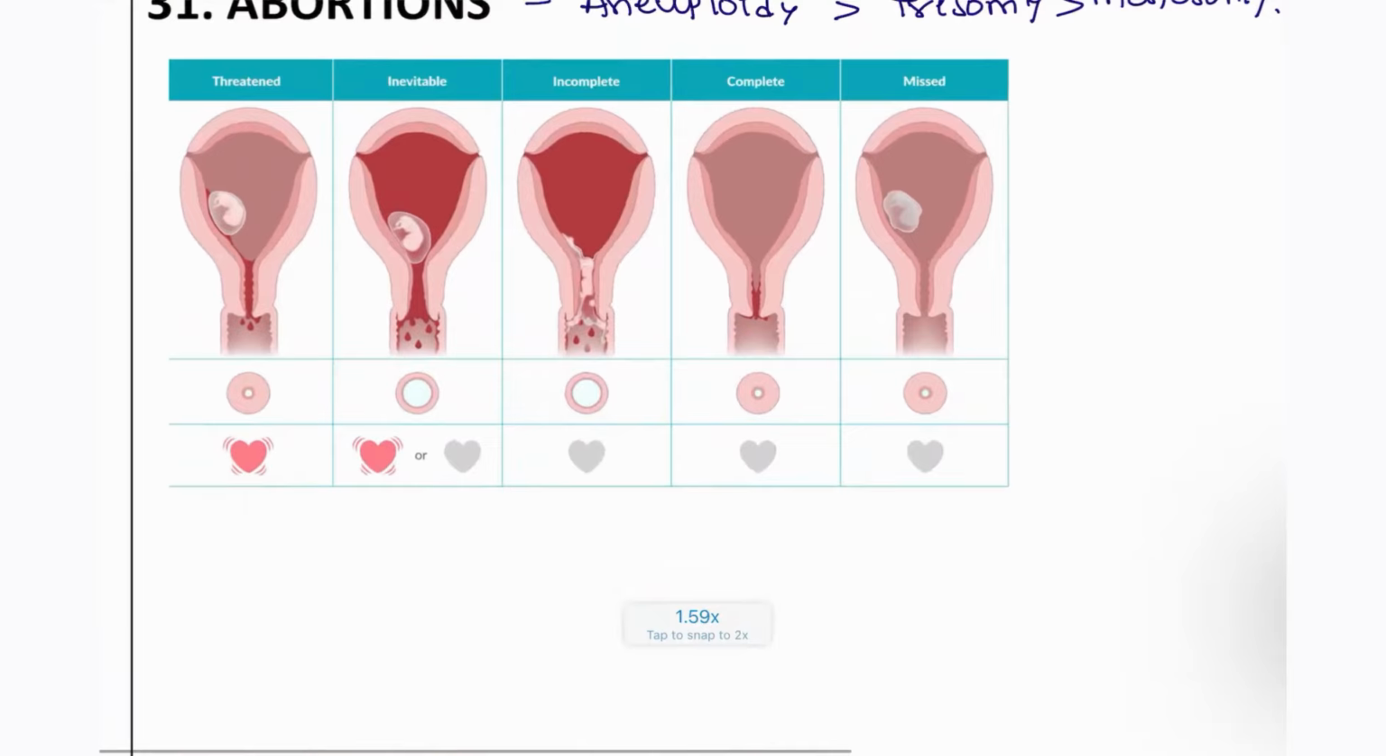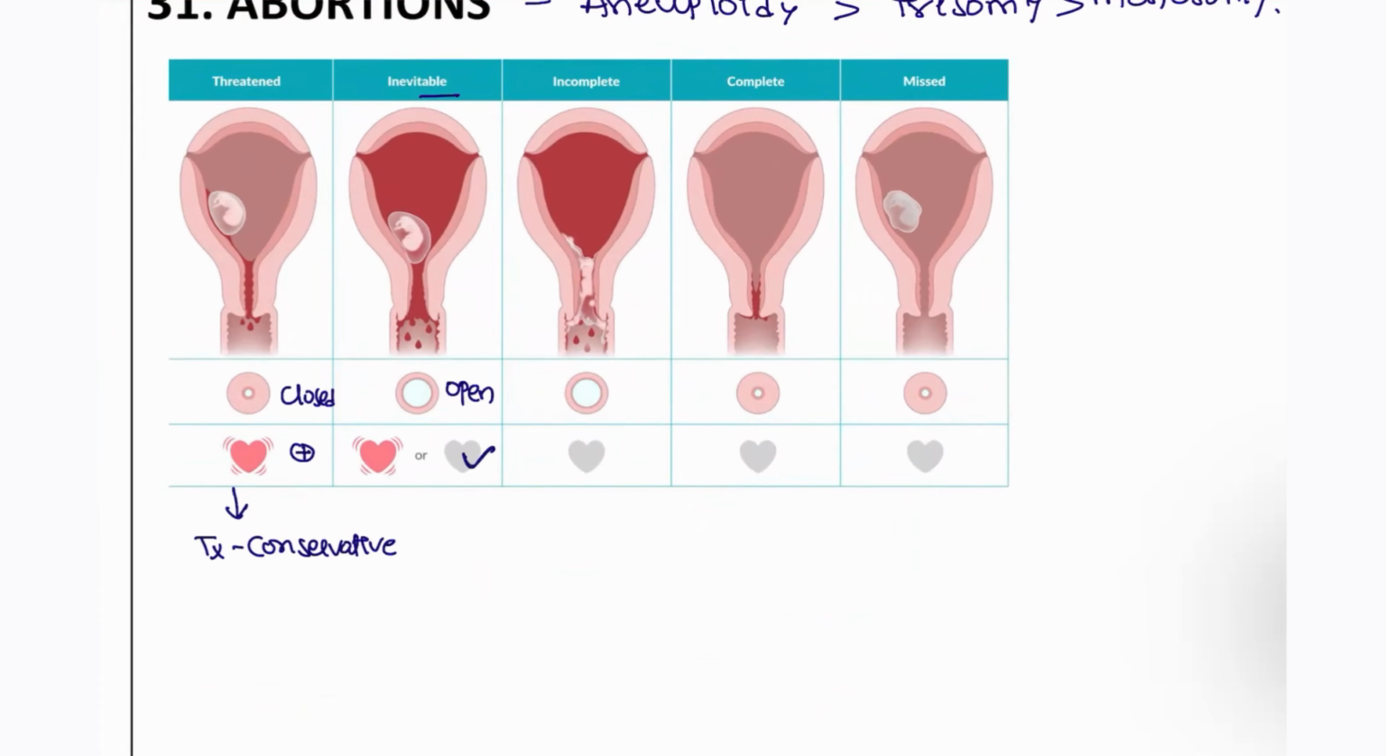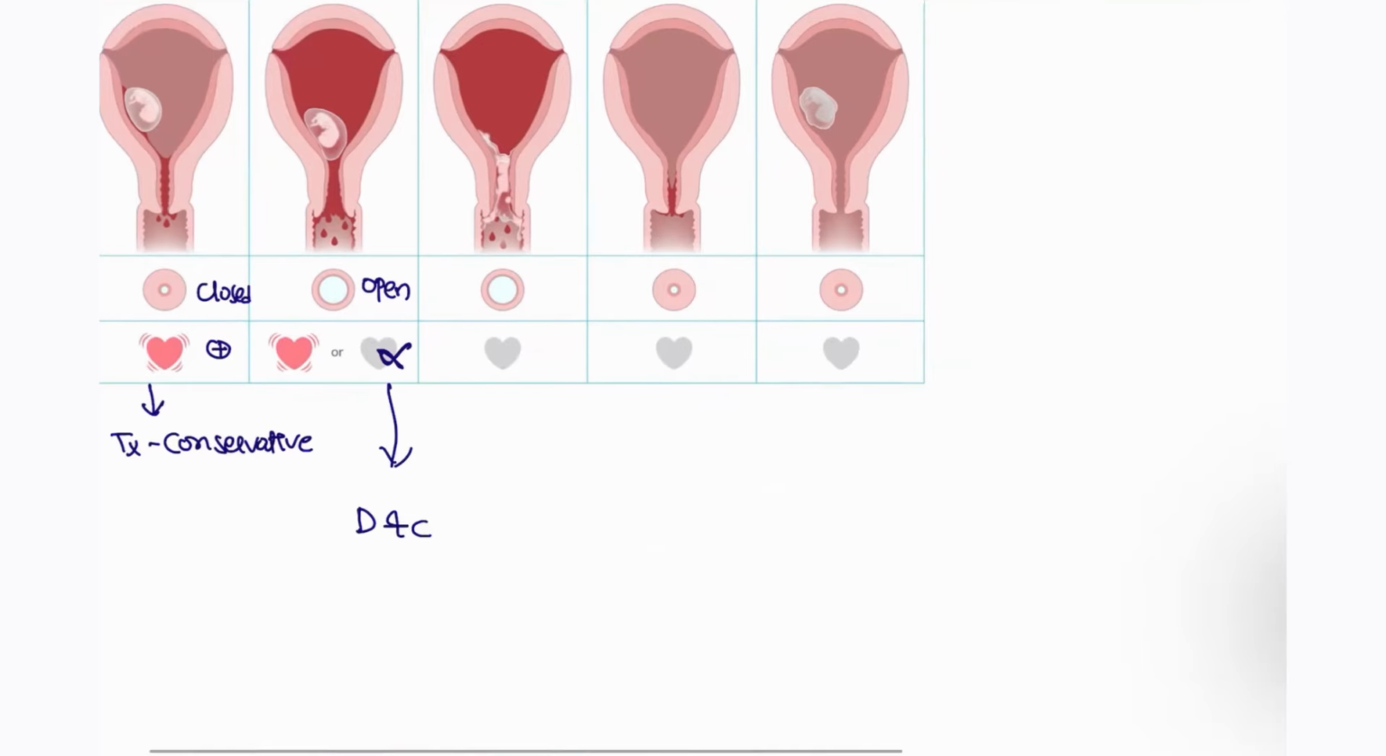Next, threatened abortion. In the threatened abortion, the cervical os is closed. Heart rate is present. So, how are you going to treat? Conservative. Next, inevitable. This is going to be irreversible because the cervical os is open. Cardiac heart rate is not present. So, for this patient, dilatation and curettage should be done. Evacuate as soon as possible.